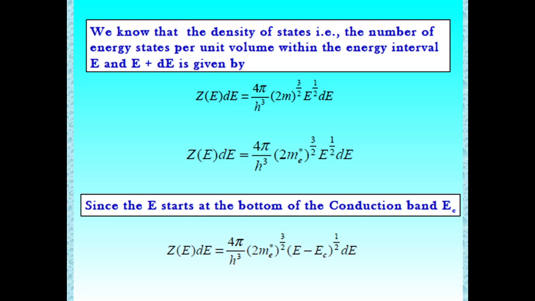Z of E dE is equal to 4 by h cube, (2m star) power 3 by 2, E power 1 by 2 dE, where m star means effective mass. E starts at the bottom of the conduction band, EC. So Z of E dE is equal to 4 by h cube, (2m star) power 3 by 2, (E minus EC) power 1 by 2 dE.